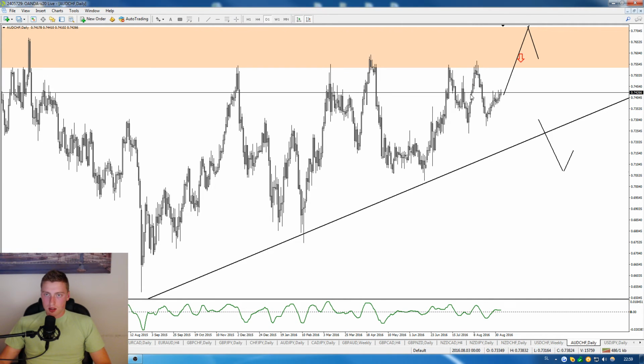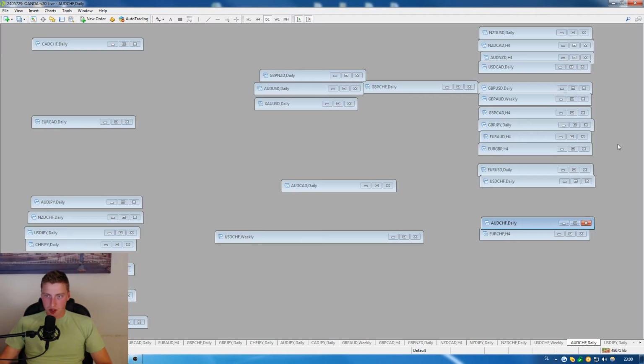So that's it. I will just wait for higher high, higher low, breaking this resistance or breaking this trend line to the downside. Okay, so like that. That's it. Let's move on.